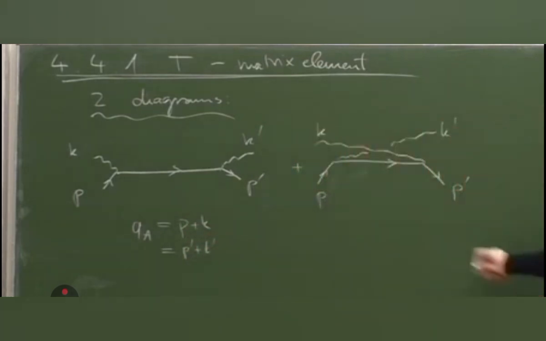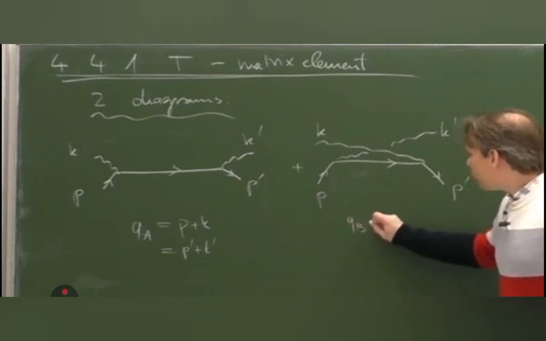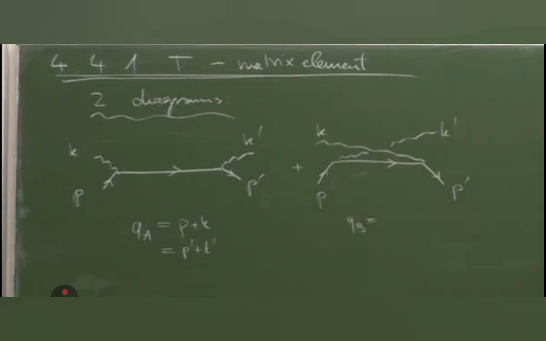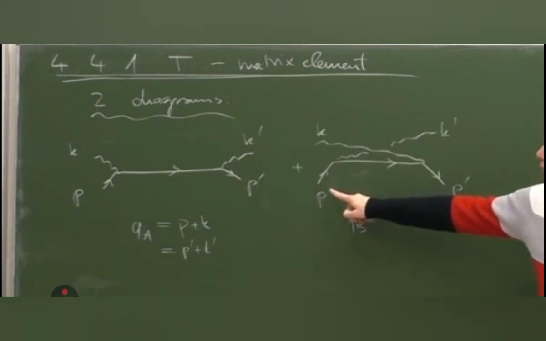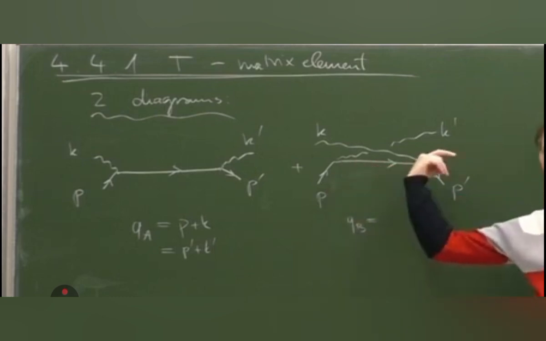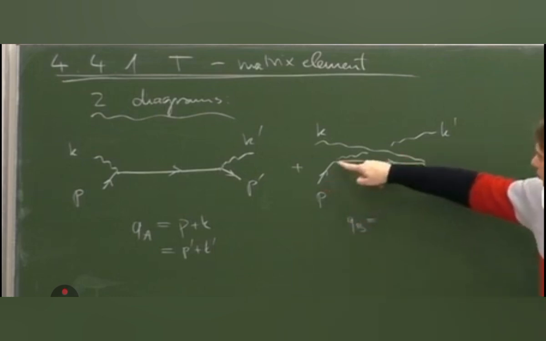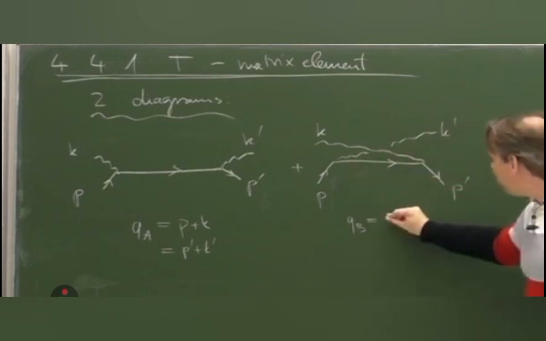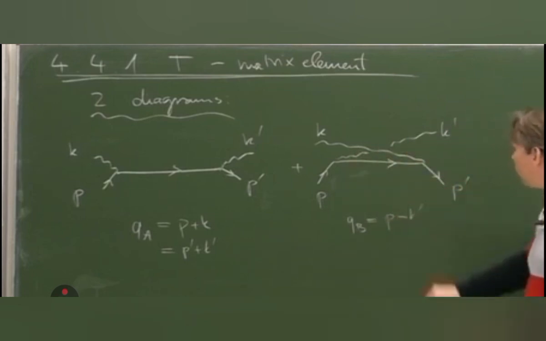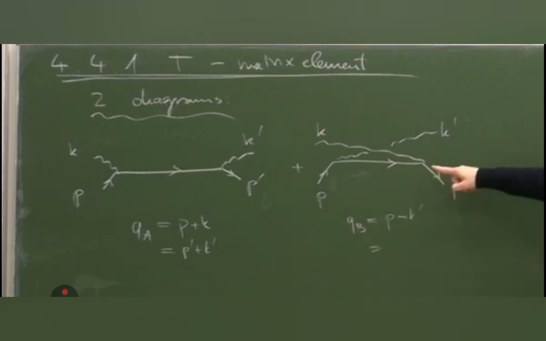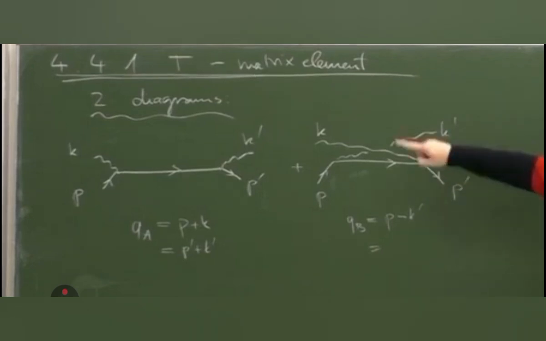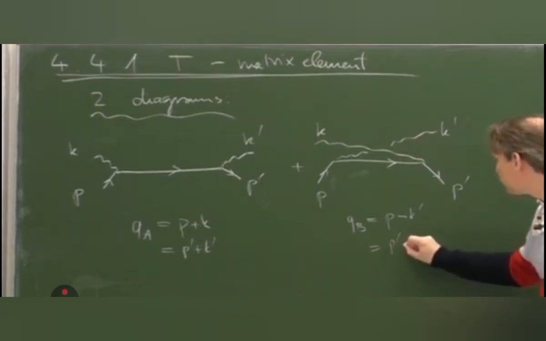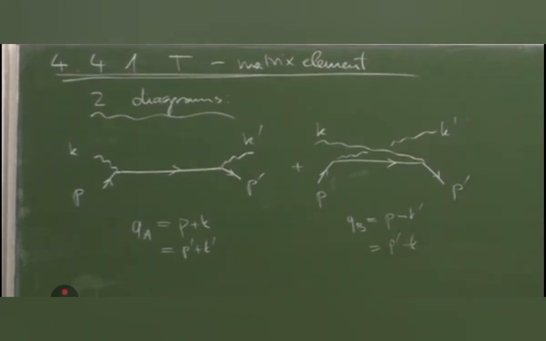In the other diagram, the internal momentum is different. Let's call it q_B. And what is it? By momentum conservation, so here in this line along the arrow, there flows a momentum p minus k prime, because k prime is carried away. p minus k prime. But we can also look at the other vertex, so this q_B is also equal to p prime minus k. It's also equal.